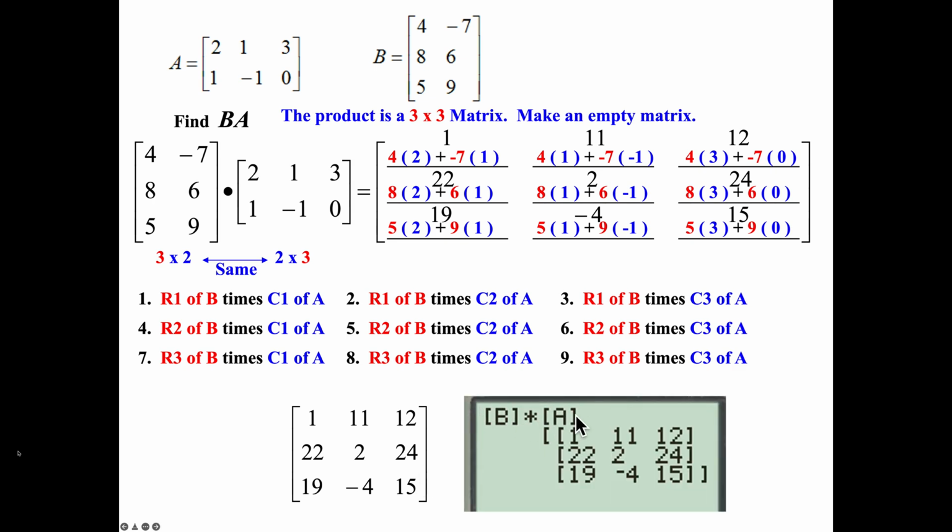Again, you go to your calculator. We already stored it from the last one. We just reversed it. Matrix B times matrix A. Double check to make sure your numbers are all right. They are. You're perfect. You got it all right.